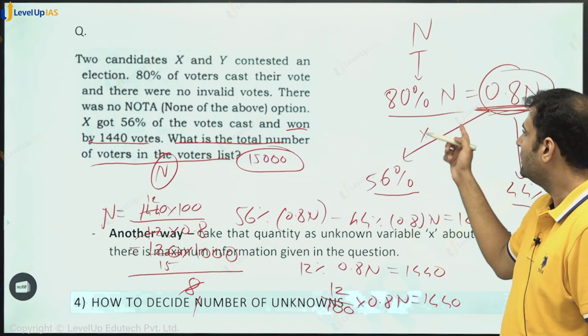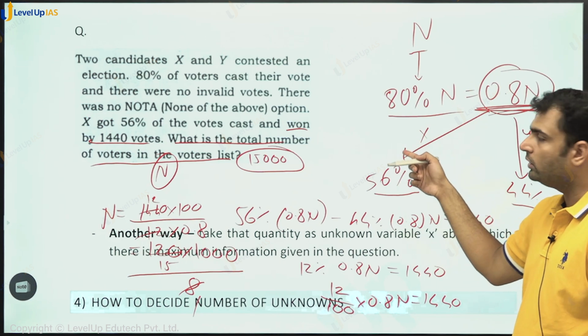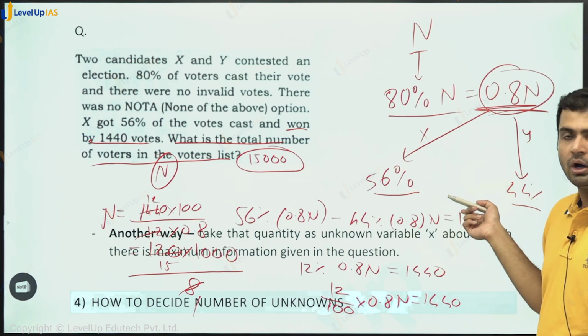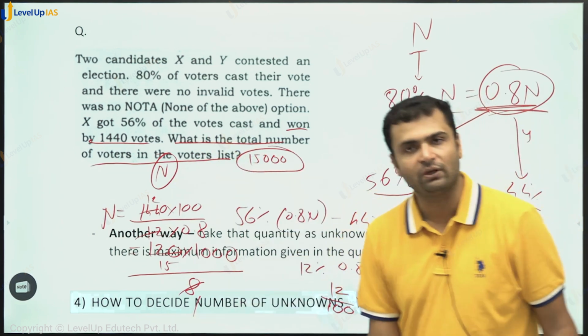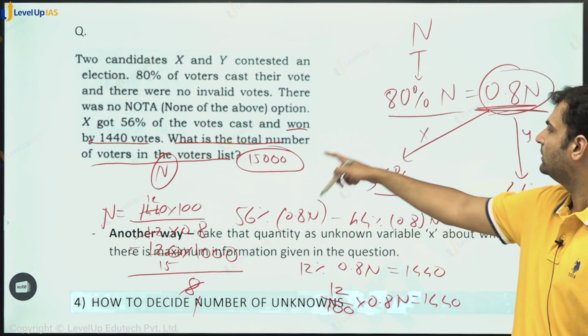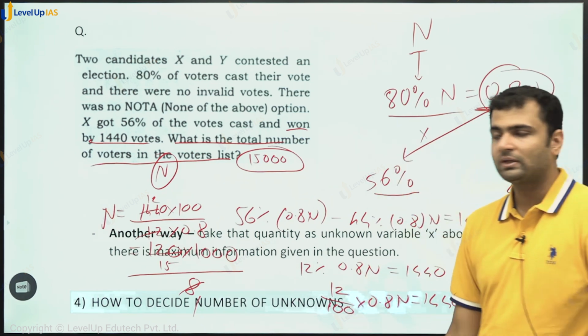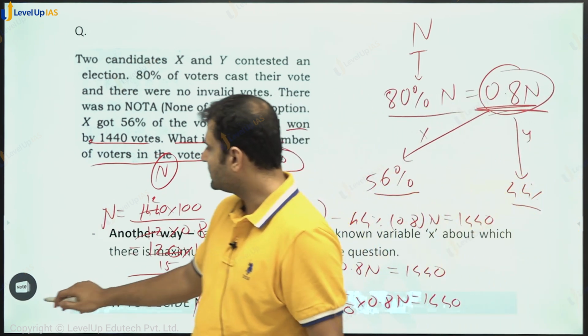अब उसमें से 56% लोगों ने X को वोट दिया, बचे हुए लोगों ने Y को दिया होगा. और ये सब होने के बाद X कितने से जीता है? 1440. दैट इज आवर इक्वेशन. ओनली वन सेट ऑफ इंफॉर्मेशन इज गिवन. तो फिर आगे का बस कैलकुलेशन है. आई होप दैट इज क्लियर.